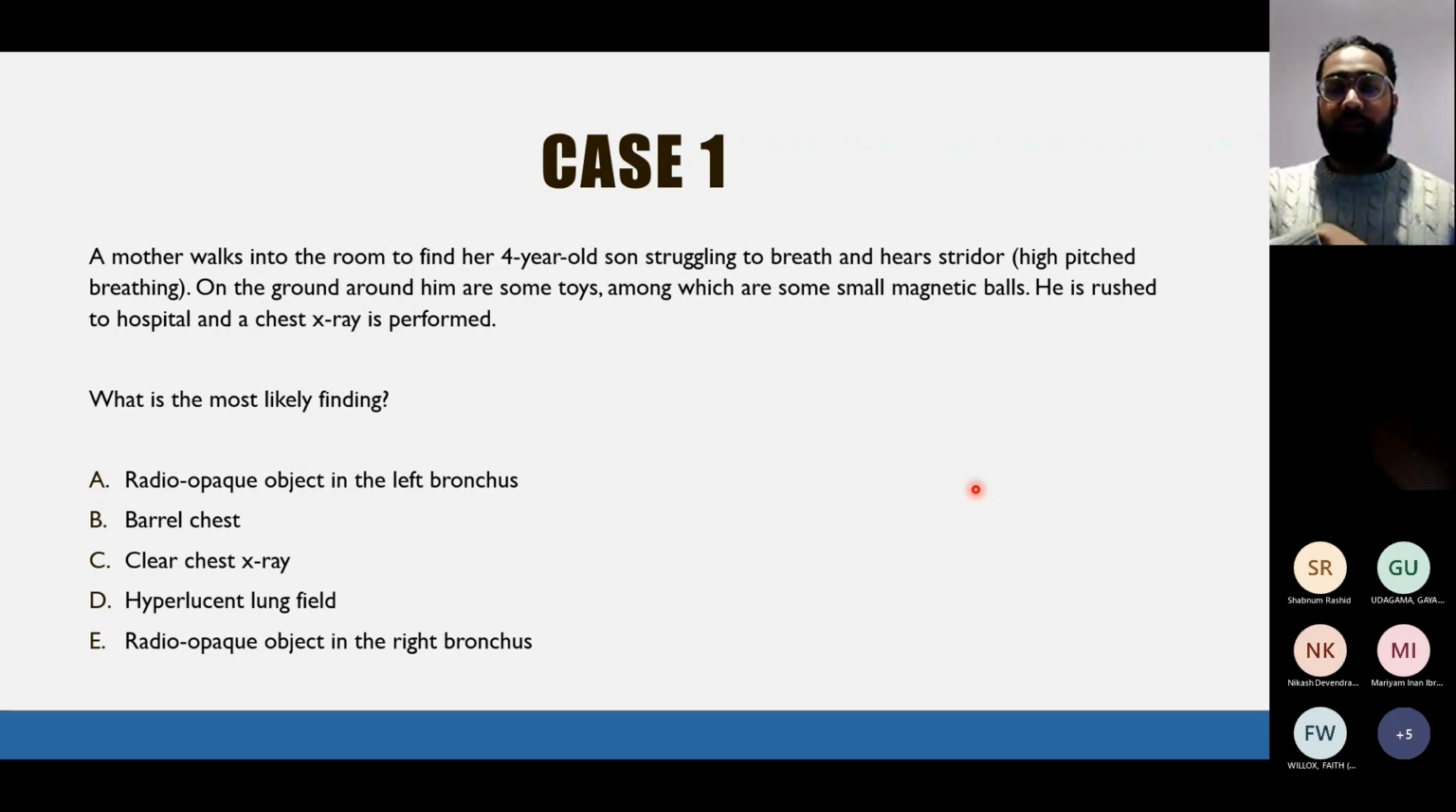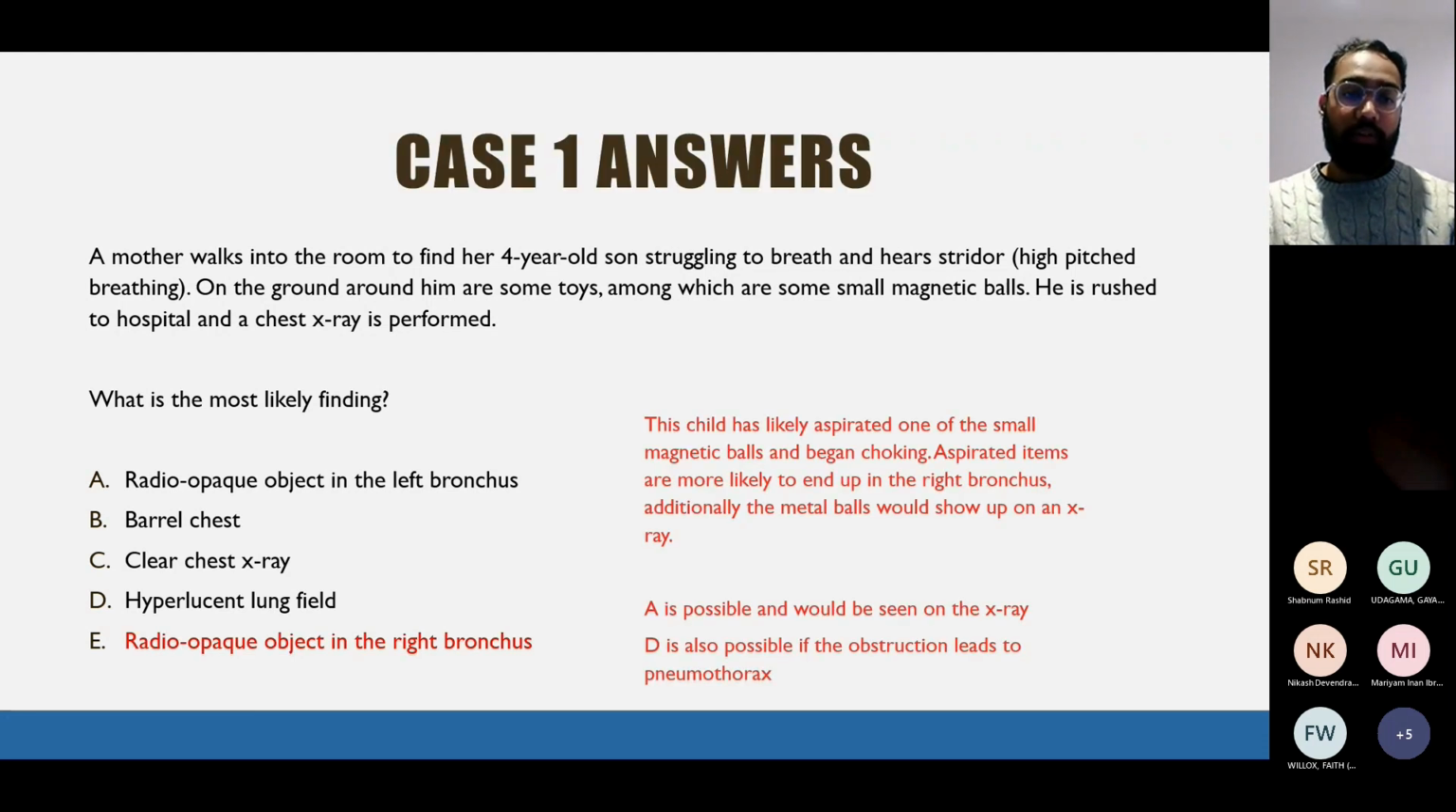Things are more likely to end up on the right side than the left, and then the second bit of information you need is that metal is going to show up as opaque on an X-ray. It's going to be that bright white. Because of that, the correct answer is radio-opaque object in the right bronchus.